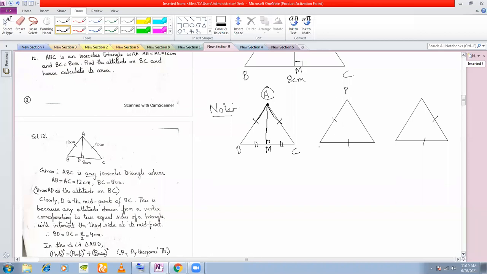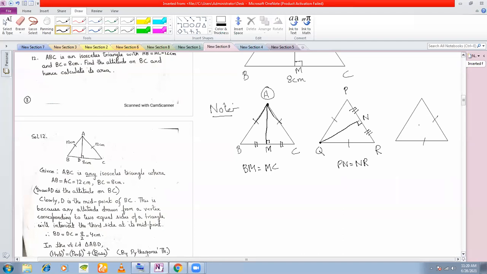Look at this triangle. Let us call this PQR. See, this is the vertex which contains the equal sides. From here, if I'm drawing a perpendicular, then these two sides must be equal. Let us call this N. That means here PN is equal to NR. Here what happens? BM is equal to MC.